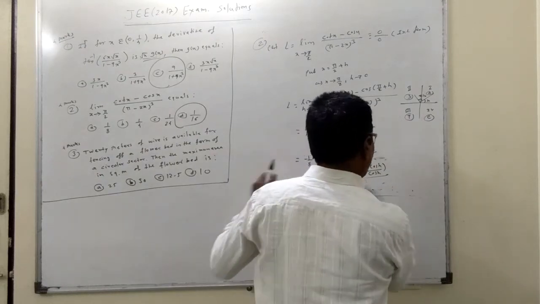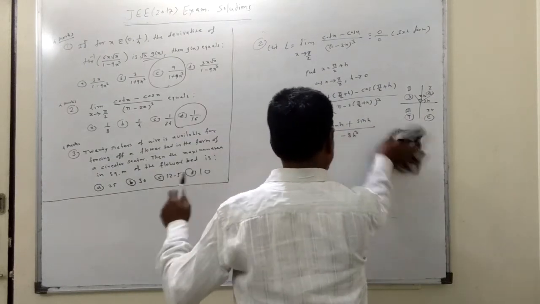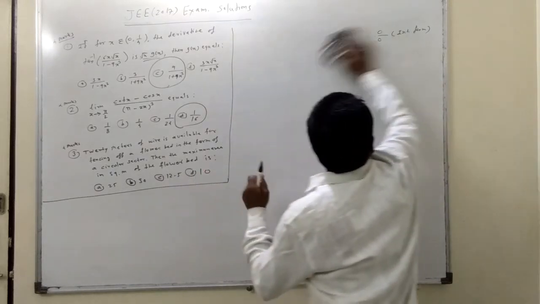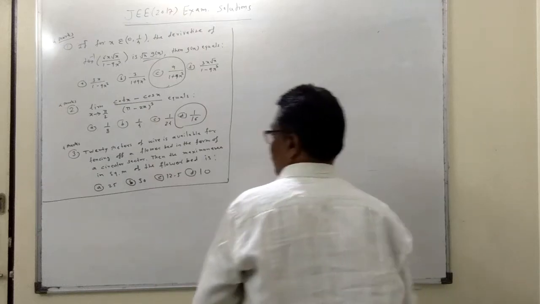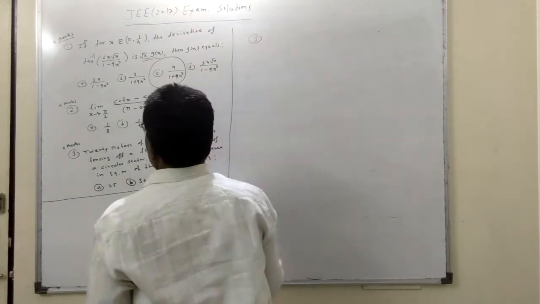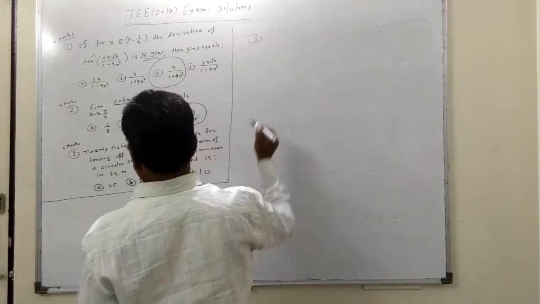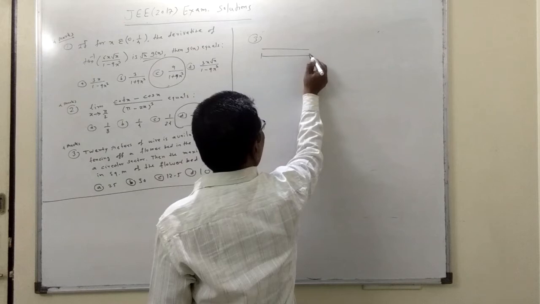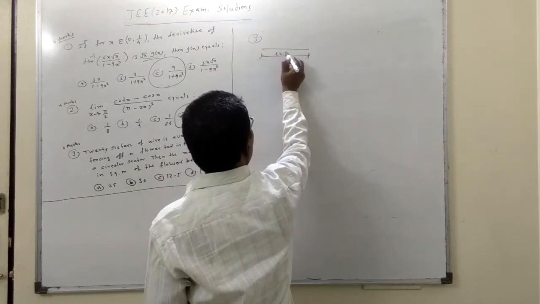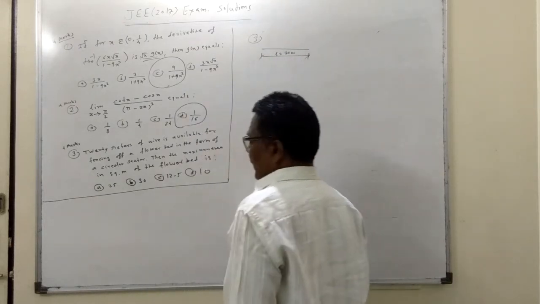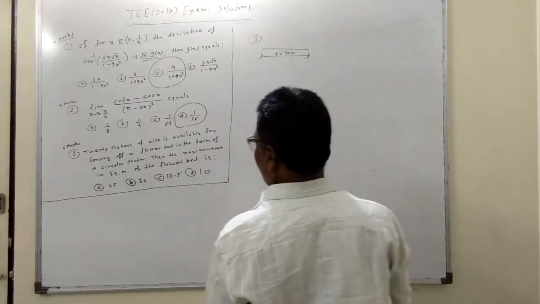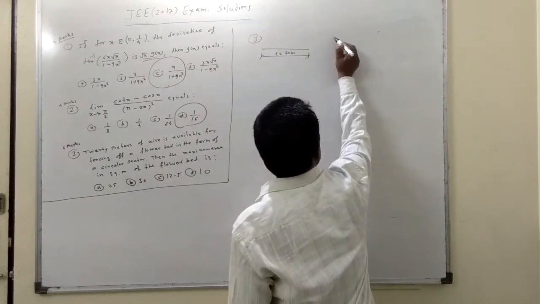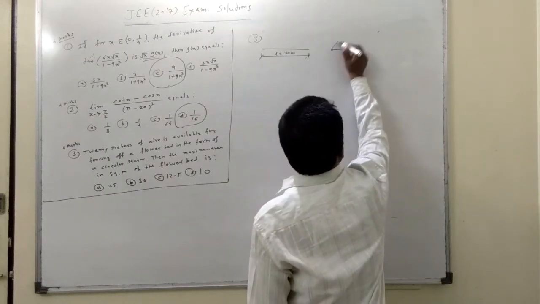Now third example we'll solve. So what is given in the third example? 20 meters of wire. So one wire is given and the length of that wire is given, 20 meters. Now it is converted into a flower bed, which is in circular sector form. Now we know the circular sector form.